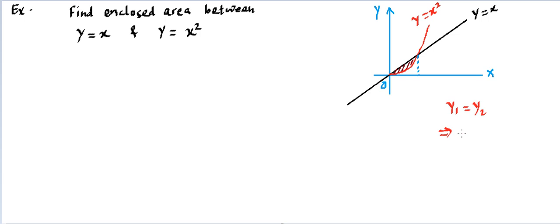So we will say x is equal to x square, and you can bring them to one side, so x square minus x equal to 0. That's a quadratic equation, and you are going to have two values of x. Let's take x as common, so it's going to be x times (x minus 1) equal to 0. After this factorization you'll find x will have two values. x can be either 0 or x can be 1.